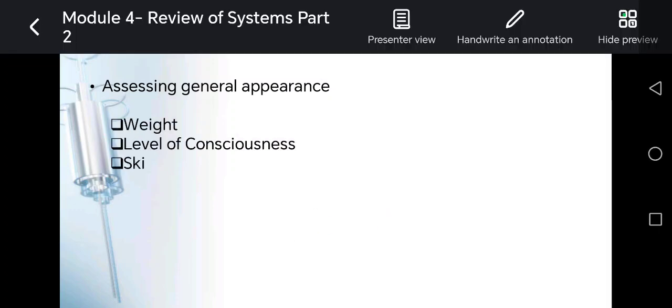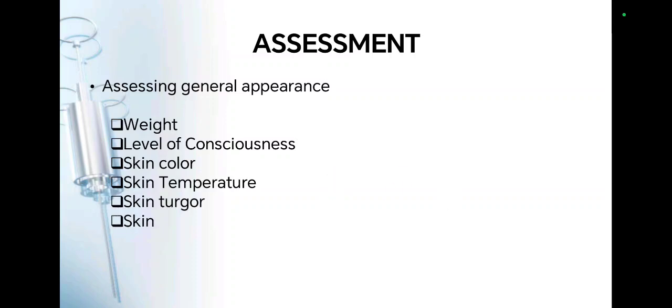Okay, so now let's proceed. What are the things that we need to assess, particularly in your cardiovascular system? First is to assess general appearance. Why do we need to assess general appearance? Because at some point, those patients who experience cardiovascular problems, it is actually seen particularly in their general appearance. So what are the things that we need to check?